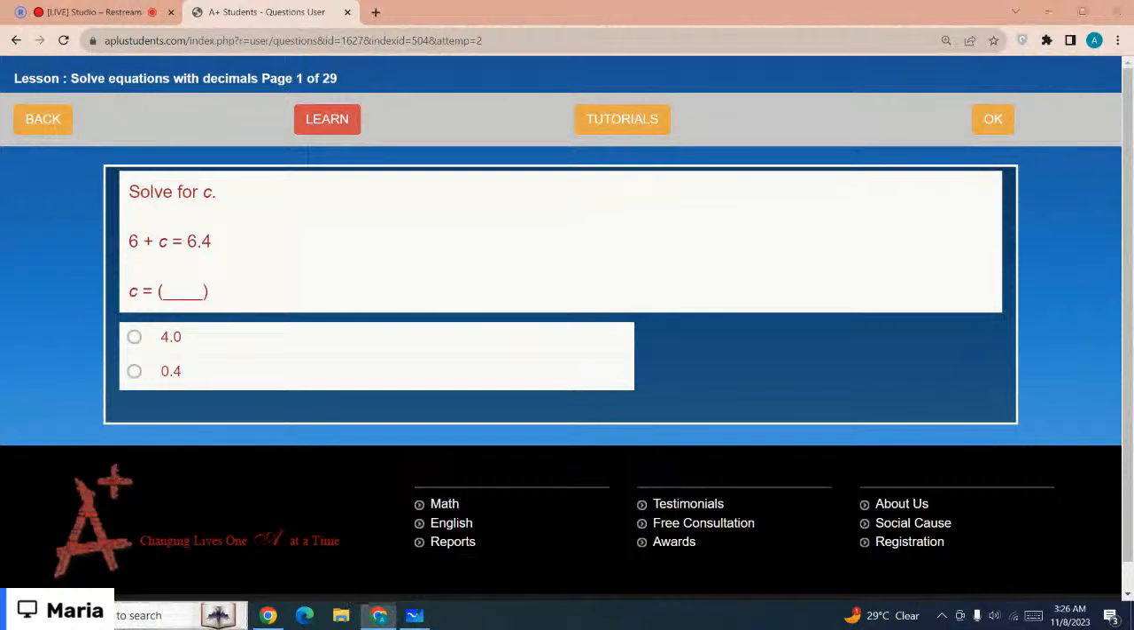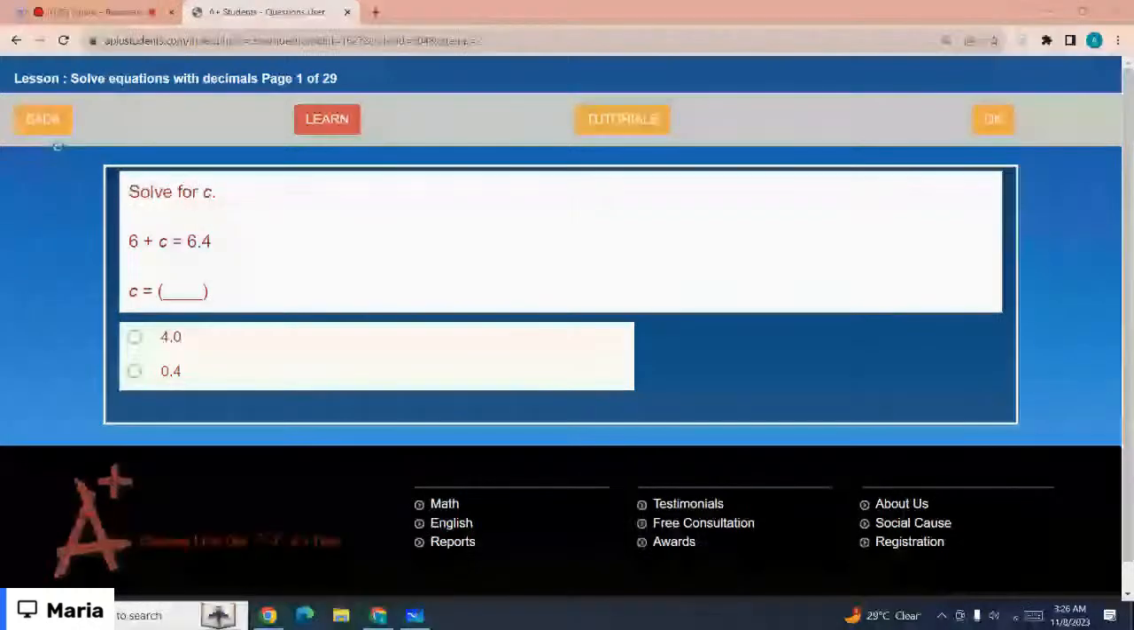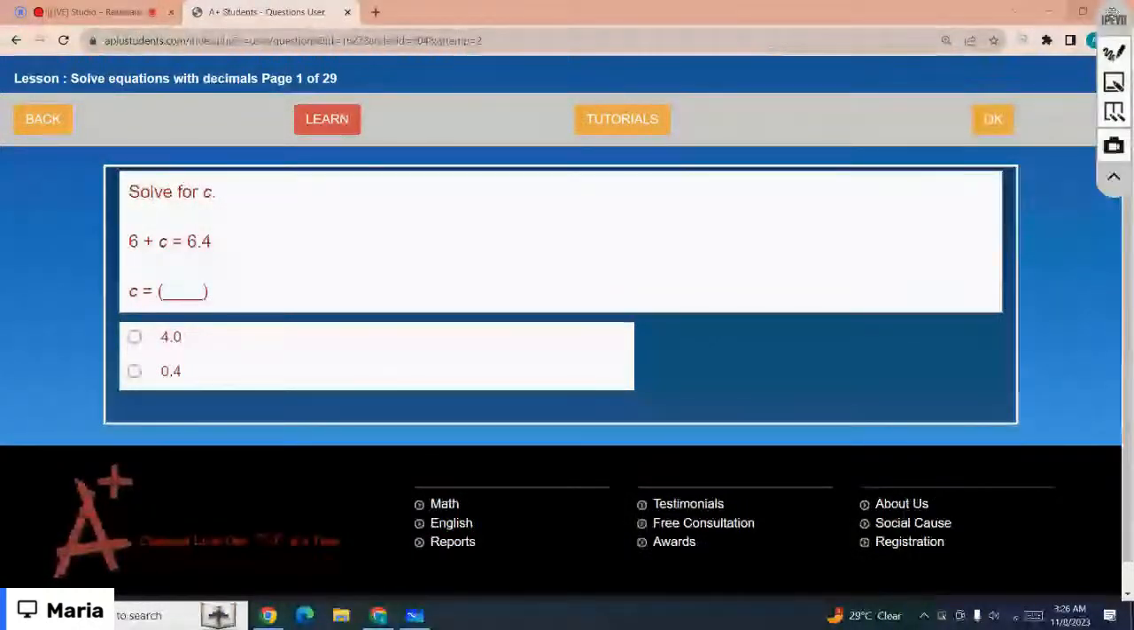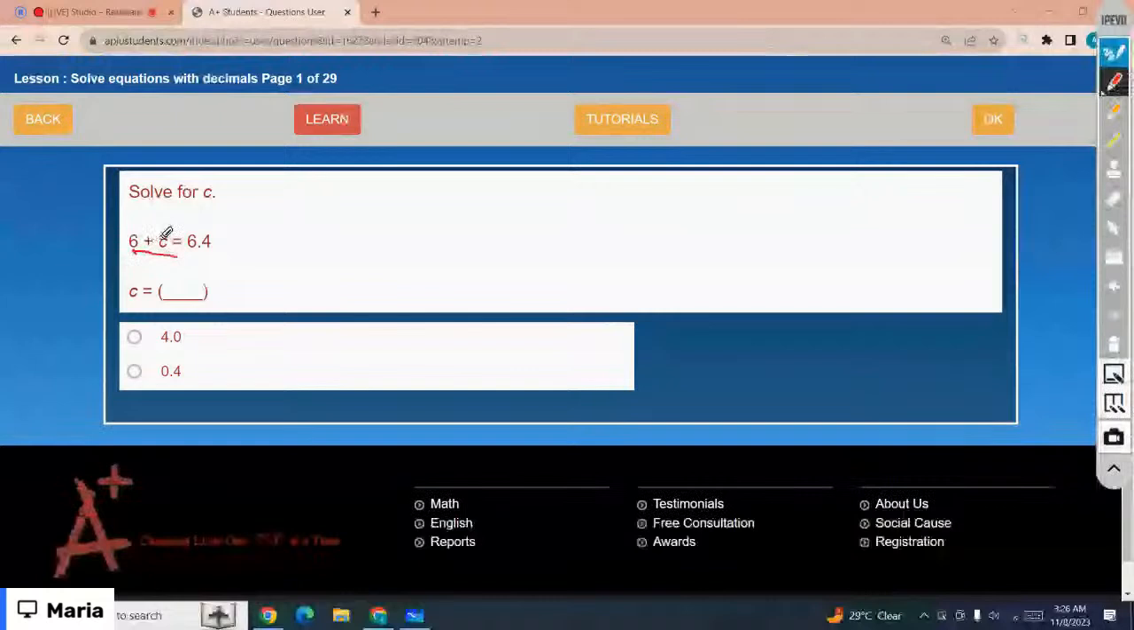Same side, you have 6 plus C, right? 6 is adding to C. You have to isolate the variable. C isolate means you only have C here, so move 6 to the other side.